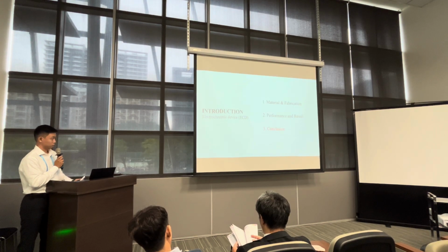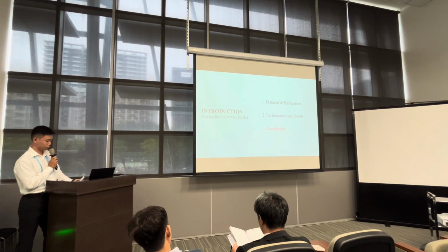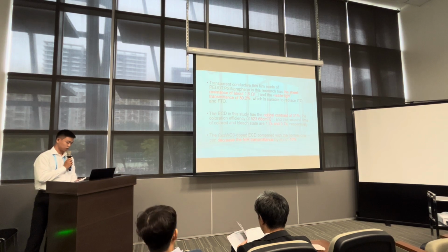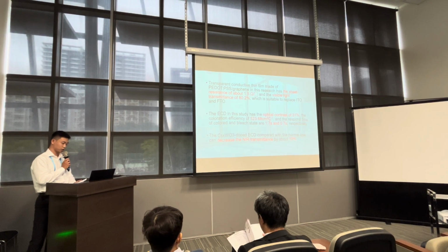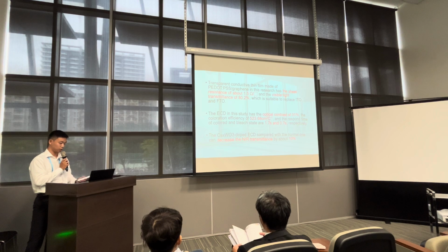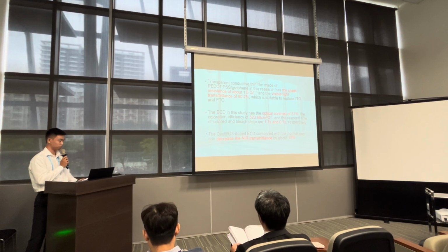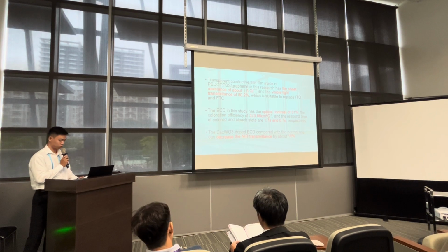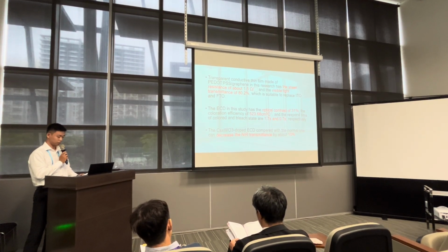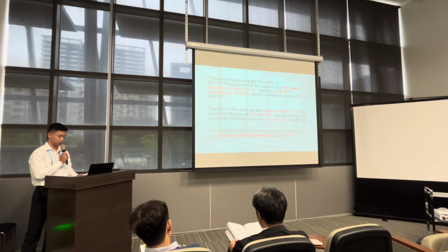Yeah. As for the conclusion, we have three parts. The first, the conductive thin film in this study can reach a sheet resistance as low as 1.5 ohms per square, and also maintain visible light transmittance at about 80%.